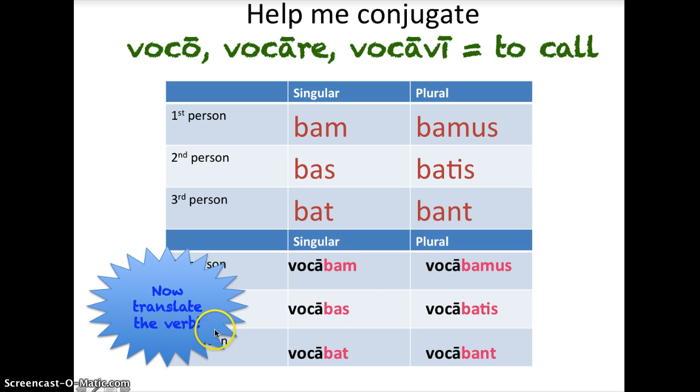And if you were to translate vocabam, think about it. Did you get some of these? I was calling, I used to call, I kept on calling, I have called, or plain old I called. Look at me, I only wrote down this major one.